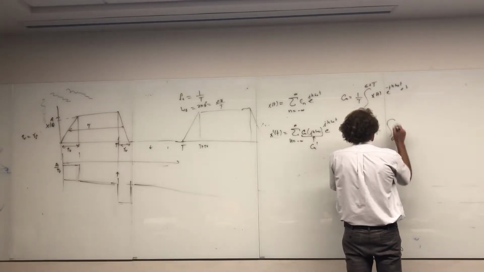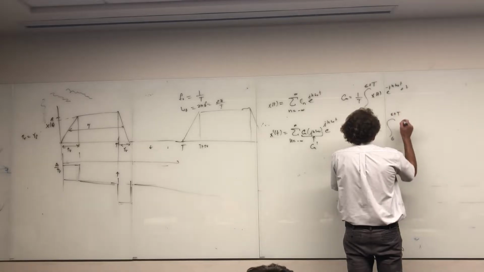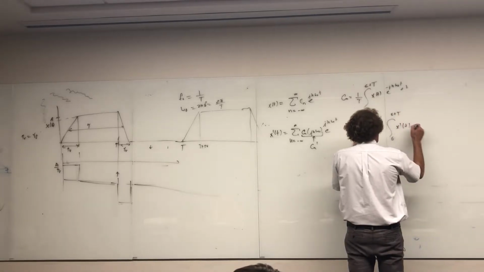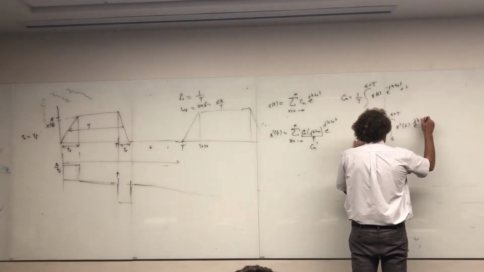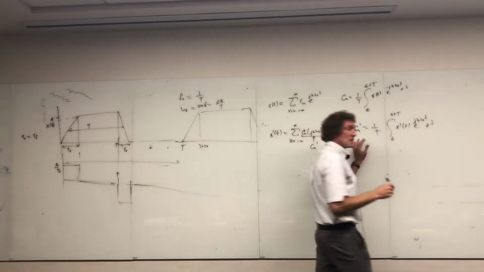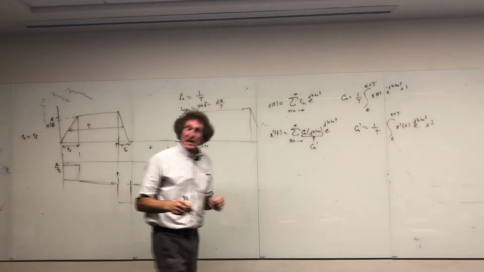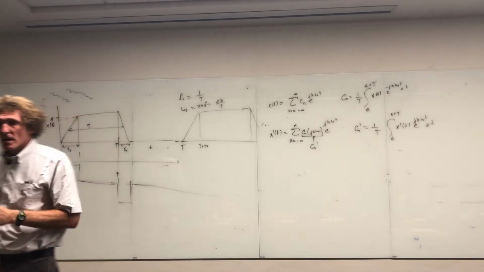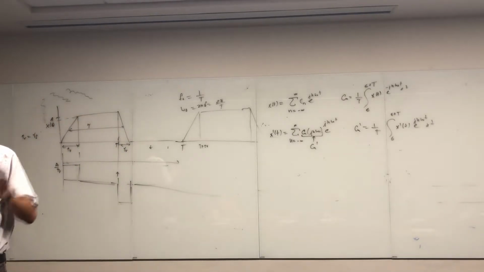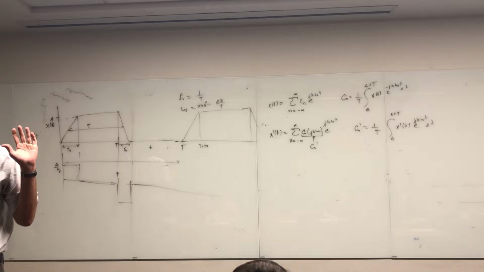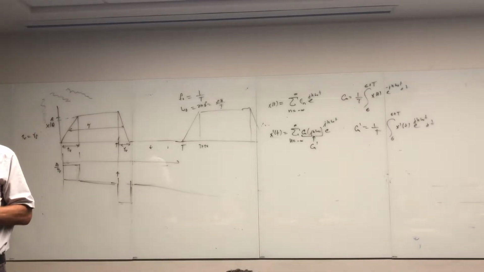Now it's the integral from epsilon to epsilon plus T, but now it's x prime of t times e to the j n omega naught t dt. Do you all see what I'm doing here? That's a derivative, right? First derivative. My goal here, for a reason I'll get to in a second, is to get it down to just delta functions. And this is, yes, sir?